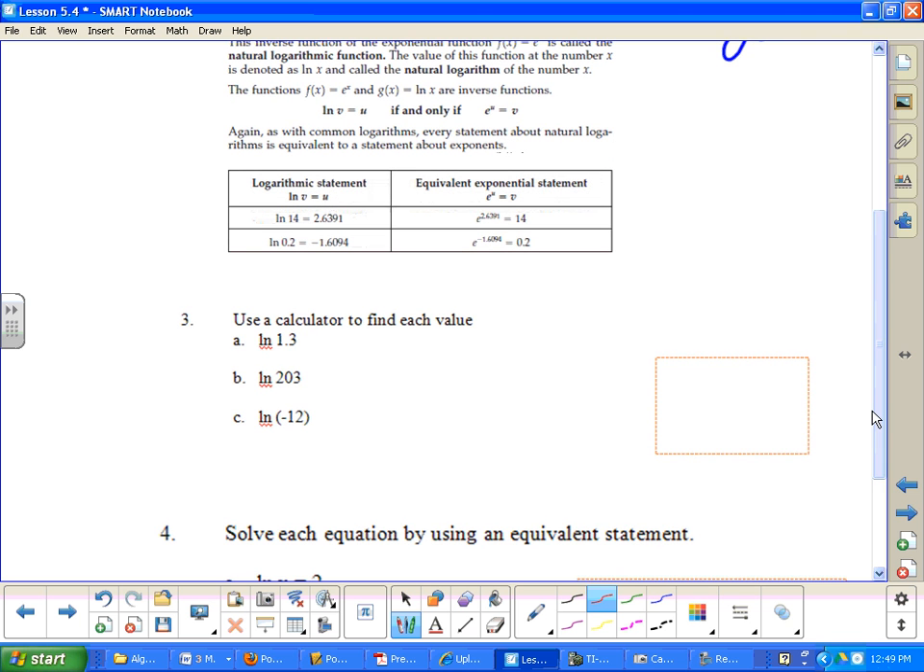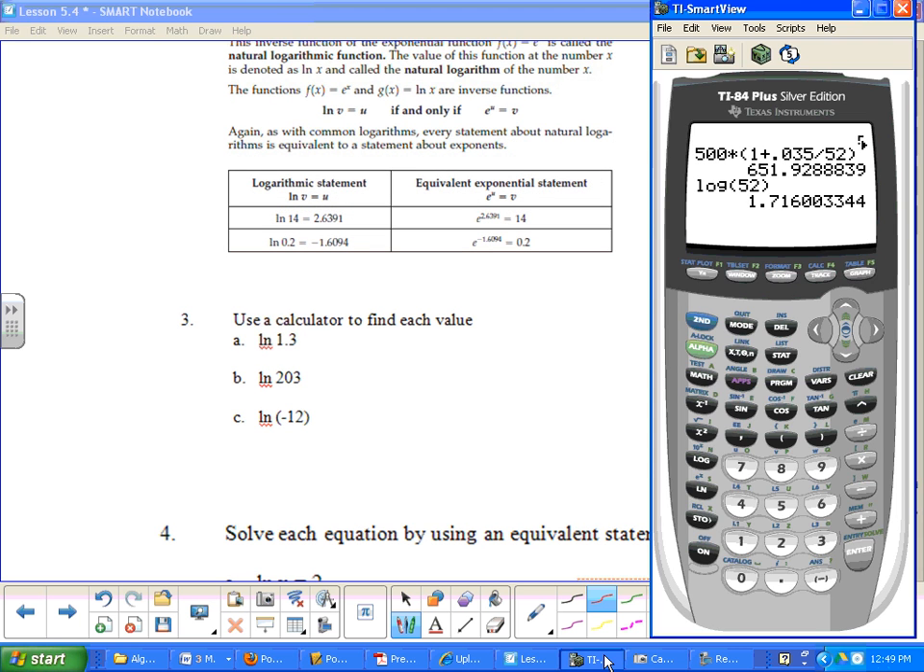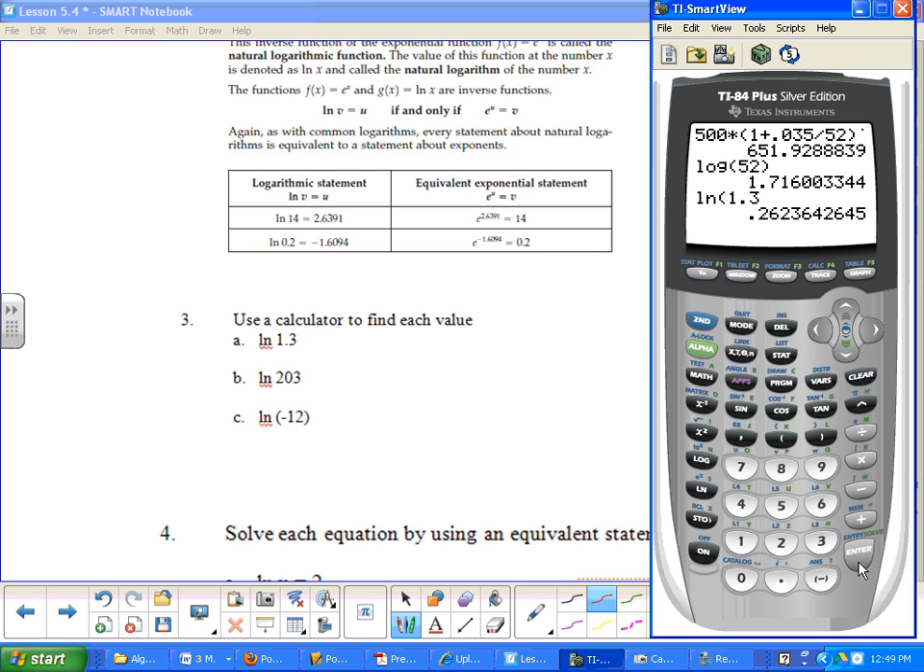So here they're asking us to use our calculator to find these. We can take our calculator, the ln key, which is the one right below the log key. So take the natural log of 1.3, and we get 0.262. Natural log of 203, 5.313. The natural log of negative 12. All right, it's a non-real answer because you can't take the natural log of a negative number because the domain does not exist in the negatives. The domain is all real numbers greater than 0.